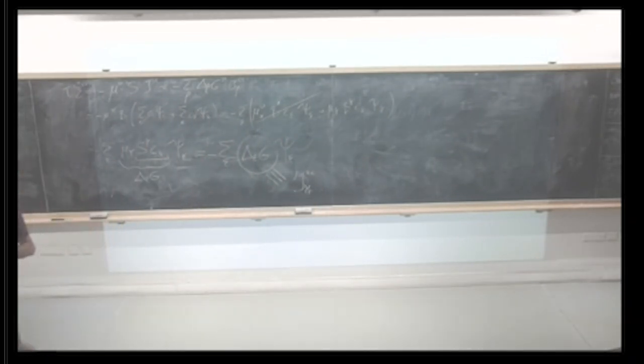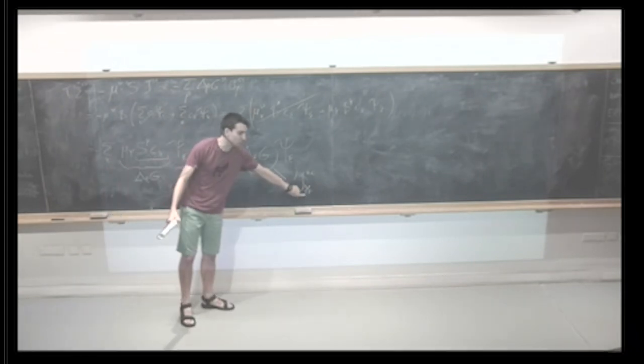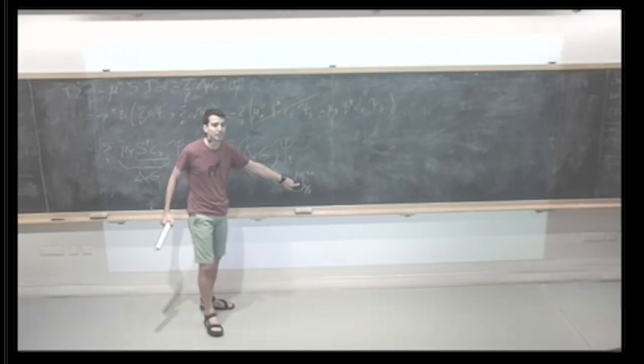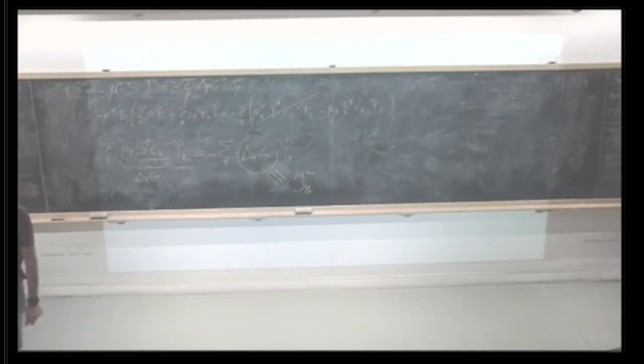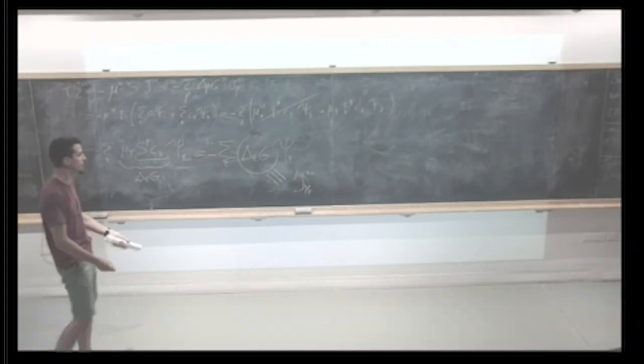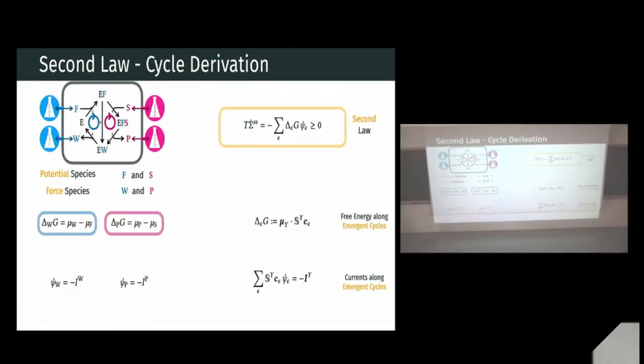Yesterday we saw that potential species break conservation laws, force species create emergent cycles, and there is a representation where for each force species that creates an emergent cycle, the delta G corresponding to that emergent cycle is exactly the non-conservative force that we found with the other representation. So these emergent cycles are exactly the processes taking one moiety from one potential chemostat to one force chemostat and creating the non-conservative forces maintaining the system out of equilibrium. Okay, this is the expression of the second law at steady state.